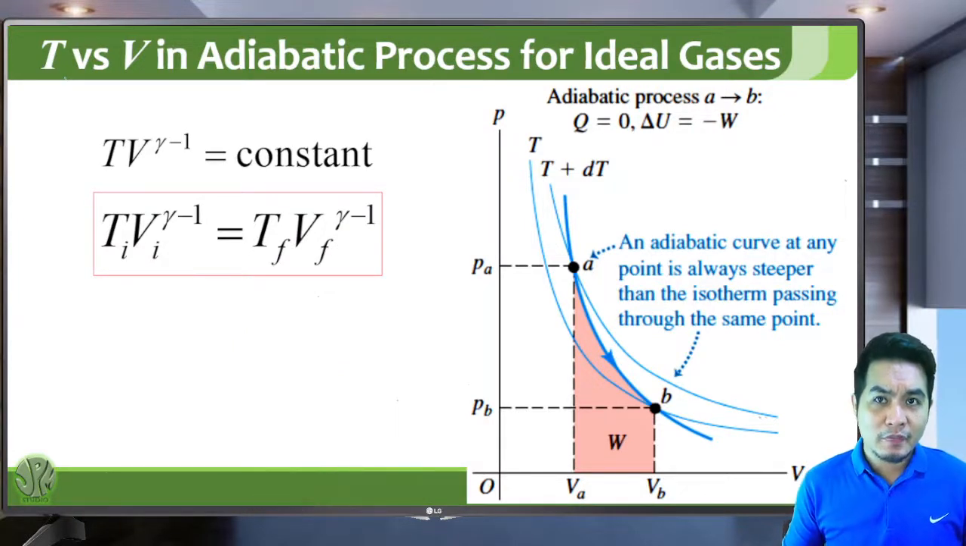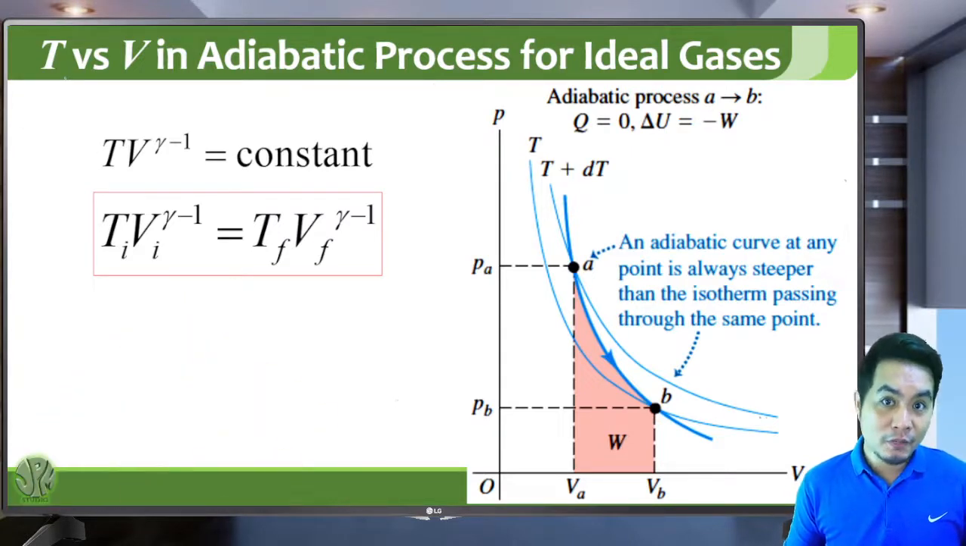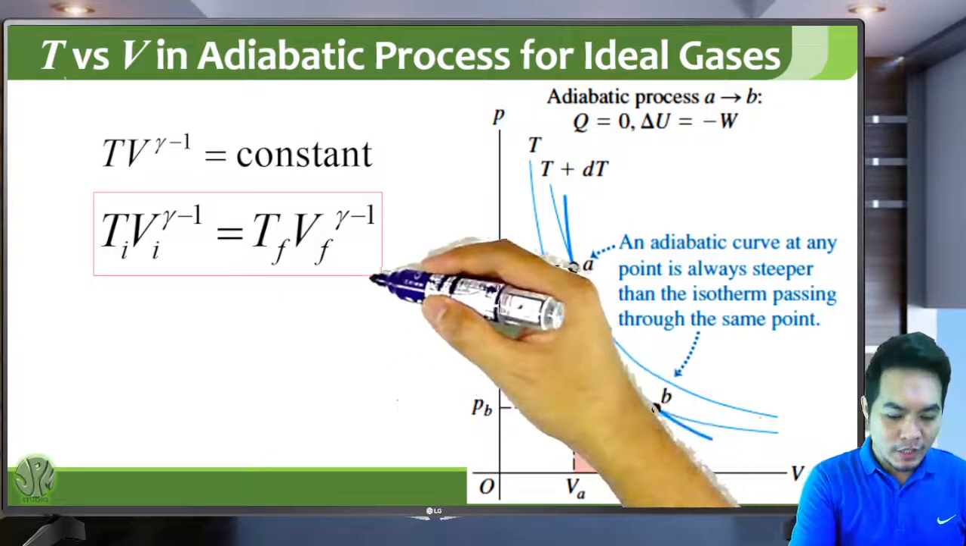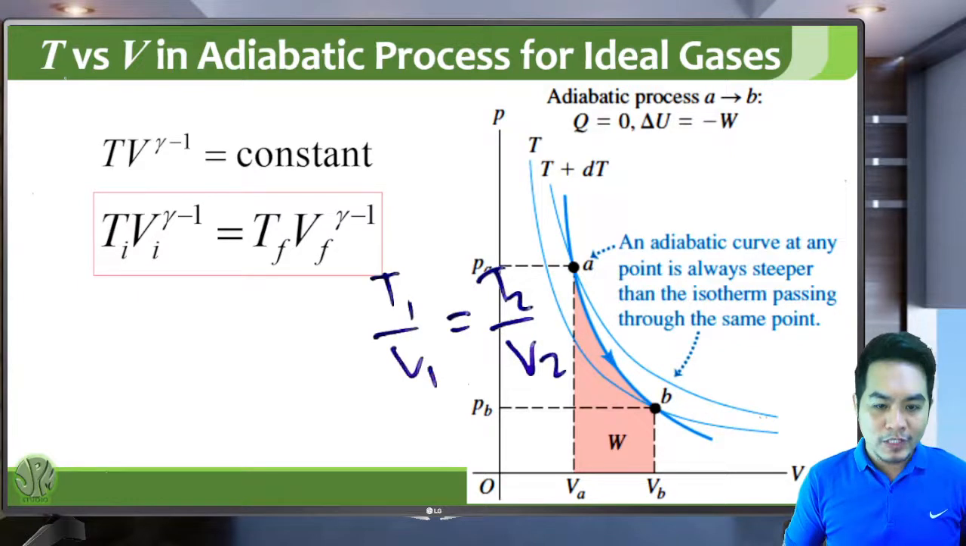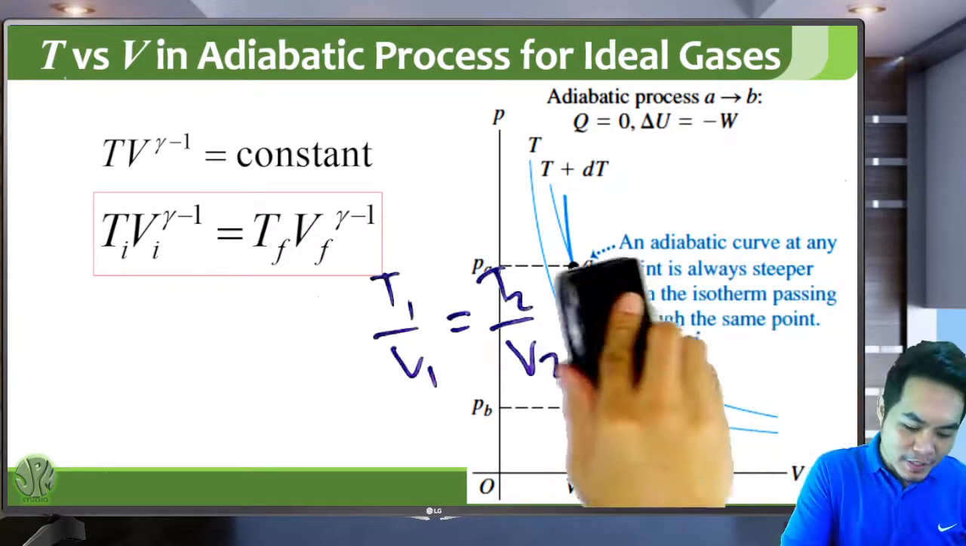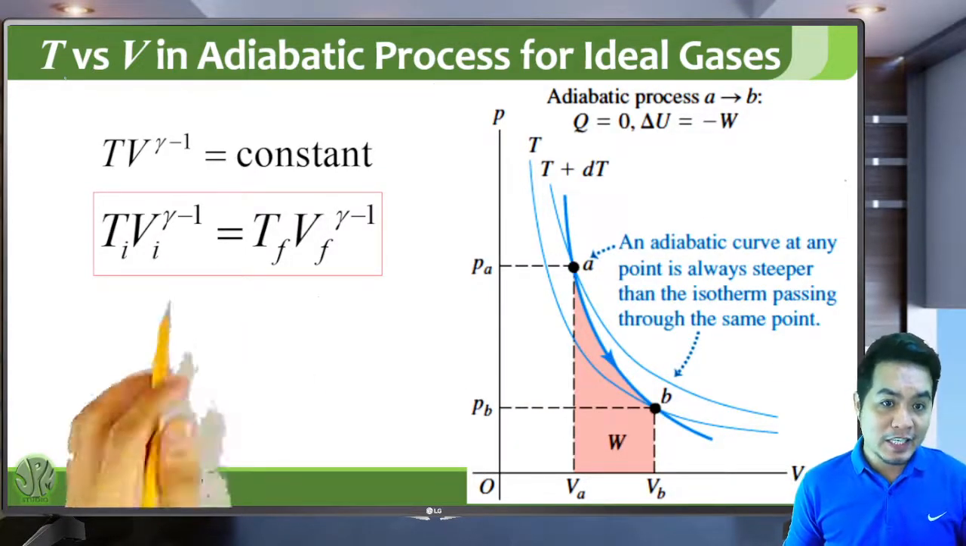Take note that if this is not an adiabatic process, the relationship between temperature and volume of an ideal gas is actually V over T constant, if it's a constant pressure process. If you will recall Charles' law, it's actually V1 over T1 equals V2 over T2. But this is only true for constant pressure. Since in an adiabatic process the pressure is no longer constant, the relationship between the temperature and volume of the ideal gas is now given by this.